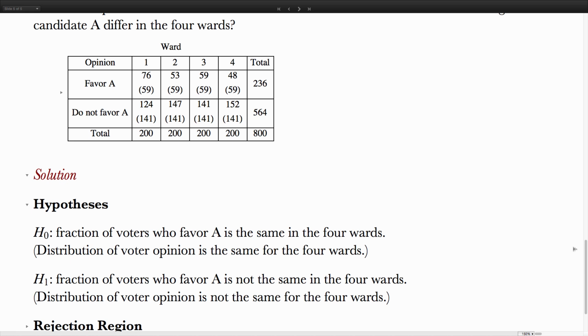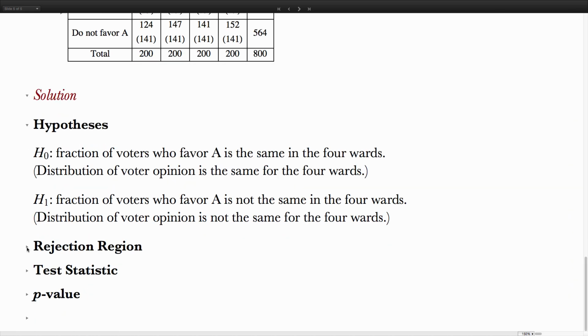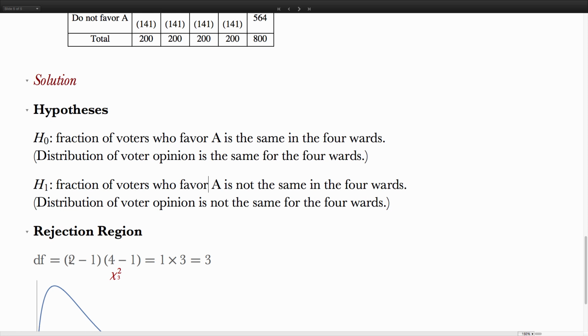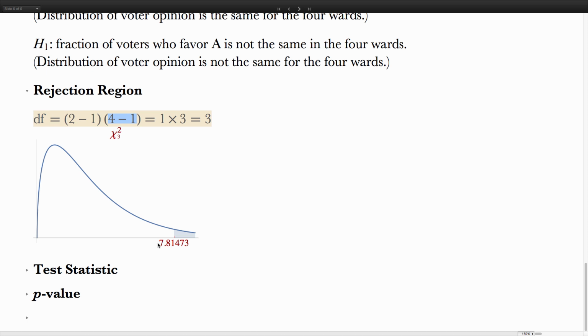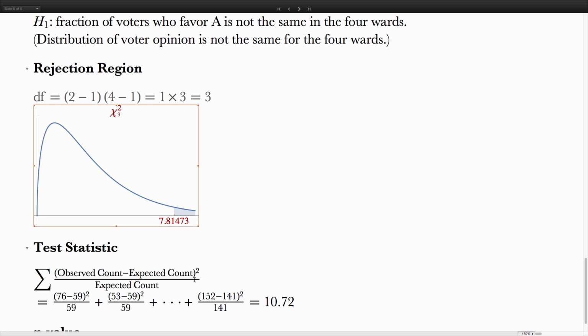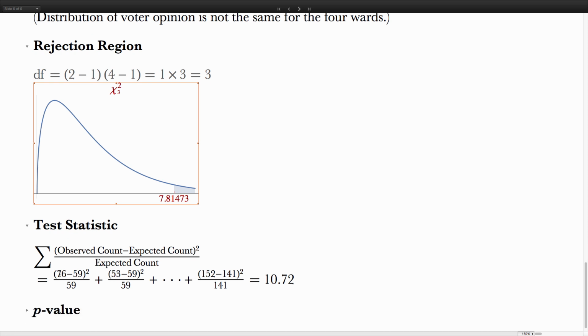Okay. The rejection region, as mentioned before, is a chi-square right tail. Now here we have 2 rows, so 2 minus 1, times 4 columns, which is 4 minus 1. So 1 times 3 is 3. And so our chi-square critical value is 7.8. Our test statistic is calculated in the same way as the test of independence. So this was the observed count for the first cell, 1, 1, minus the expected count, squared, divided by the expected count. And this is the computation from the last cell, cell 2, 4.